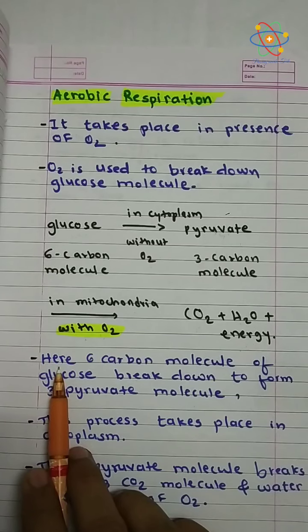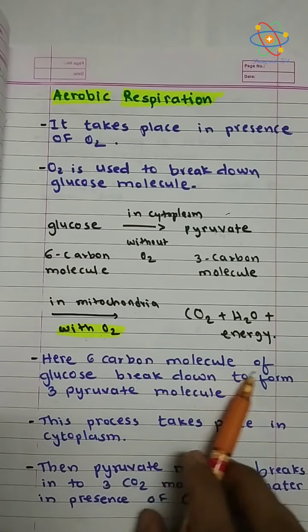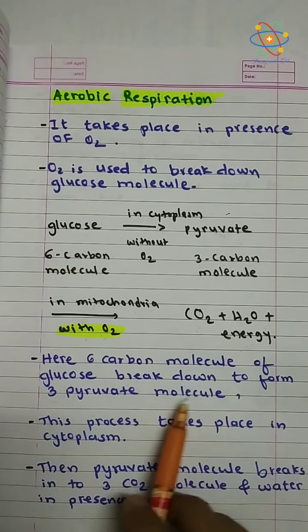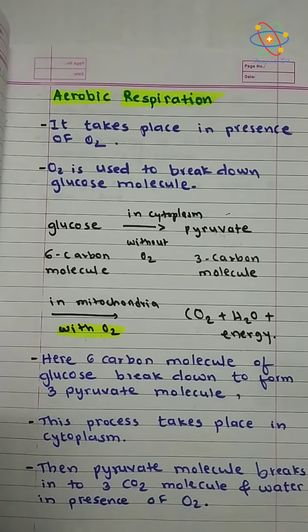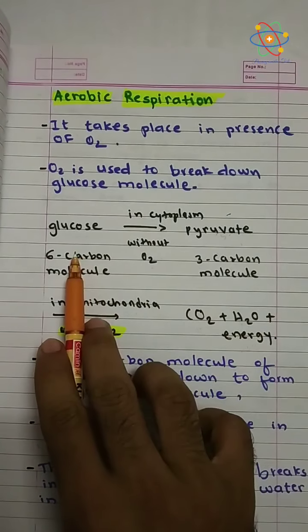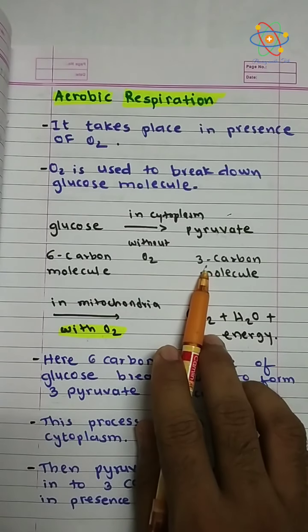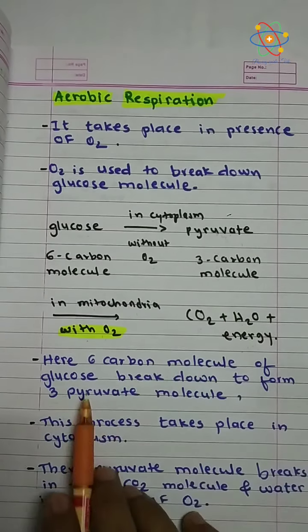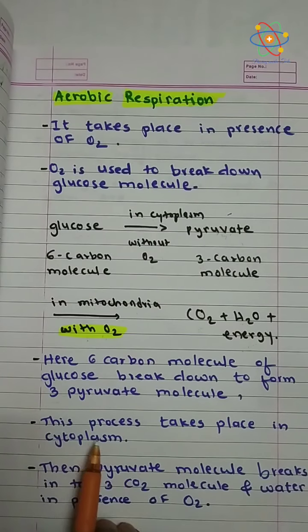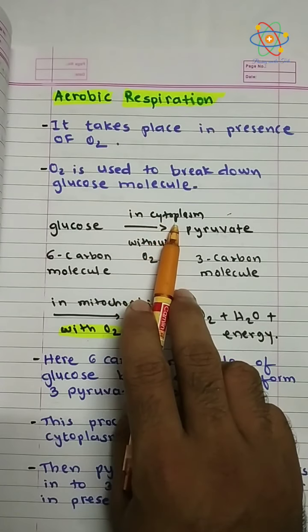So next, here 6 carbon molecules of glucose break down to form 3 pyruvate molecule. So the first phase, glucose is converted into pyruvate. In glucose, 6 carbon atoms are present. In pyruvate, 3 carbon atoms are present. This process takes place in cytoplasm. So here it is mentioned that this reaction takes place in cytoplasm.